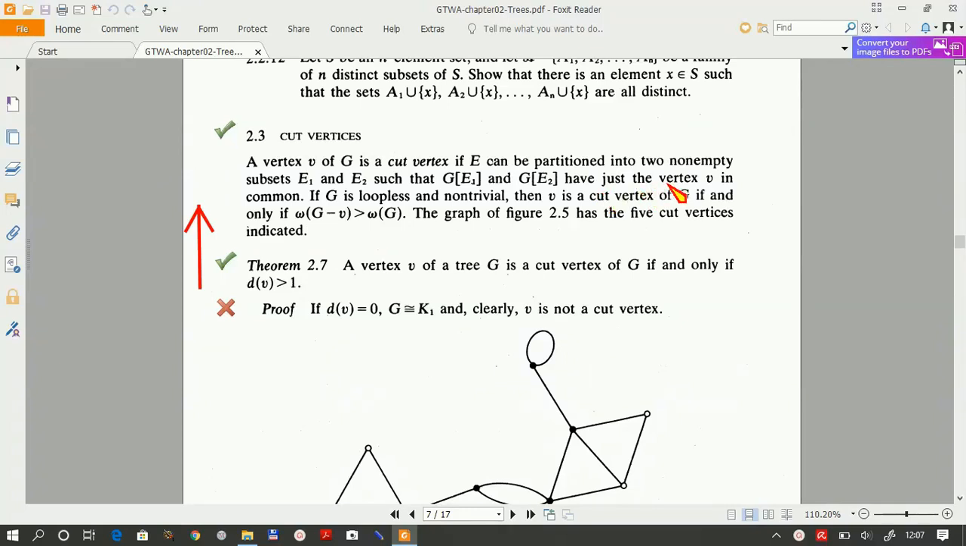Okay, and it's exactly what you can see here on the blackboard. You have a graph G with a certain loop at vertex V. Then you can divide the set of edges into two sets. One contains only the loop, and the other one contains all the other edges. If you take the two graphs induced by E1 on one side and E2 on the other side, you find two non-empty graphs whose only common vertex is exactly V. And so this makes also in this case V a cut vertex.